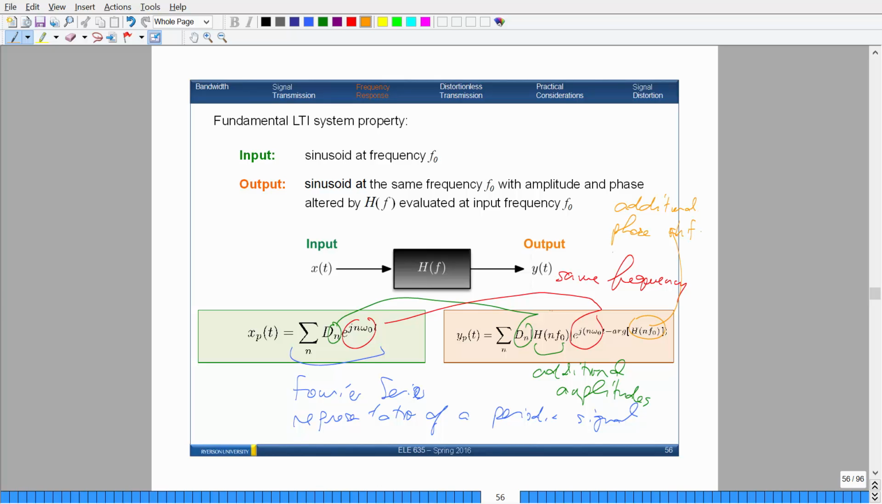So you don't have to remember the math about this. You just remember that when you put a sinusoid of some frequency through your system, the output may change the amplitude slightly, and you might get additional phase shift on top of that as well. So it's a very common property for LTI systems. Okay.